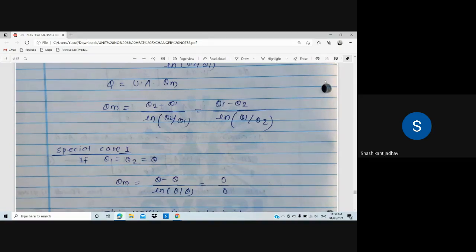Therefore we get the equation for theta m. It is the same equation for the parallel flow and counter flow heat exchanger, but the calculation of theta 1 and theta 2 is different.